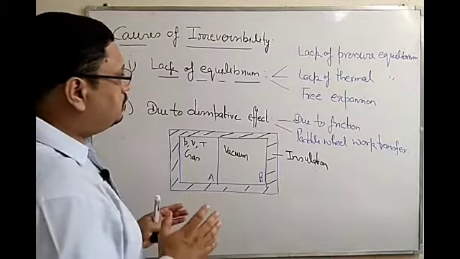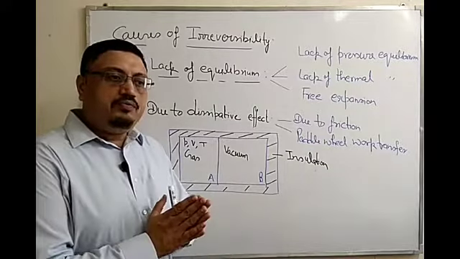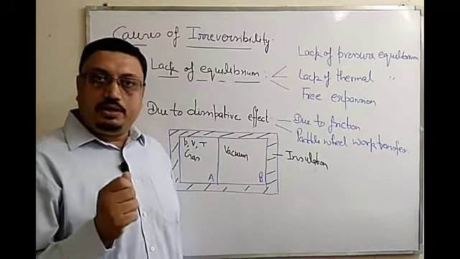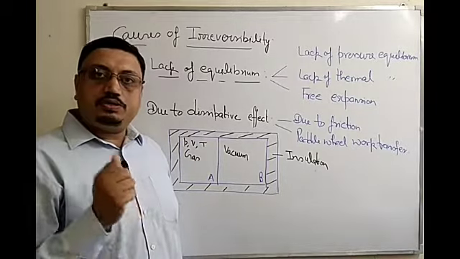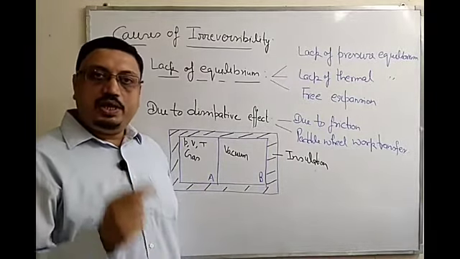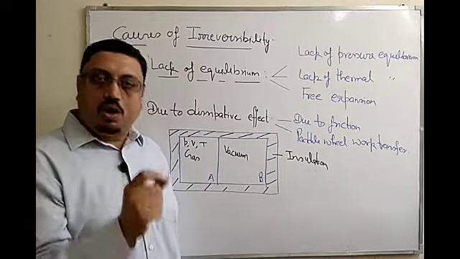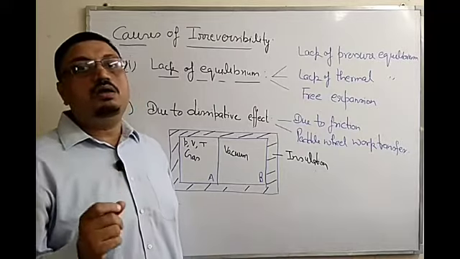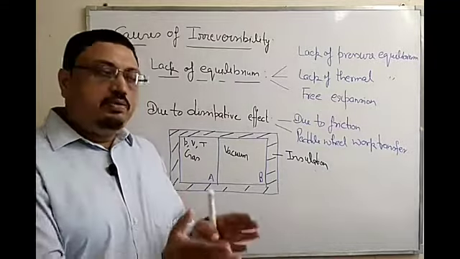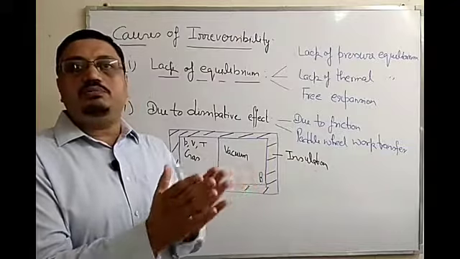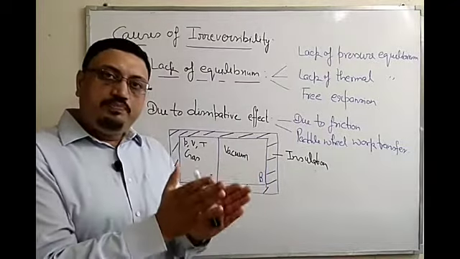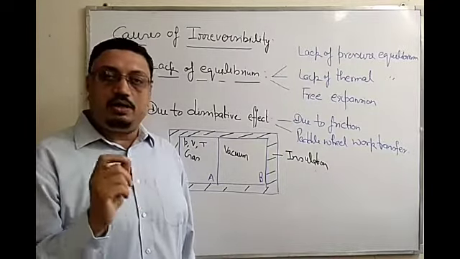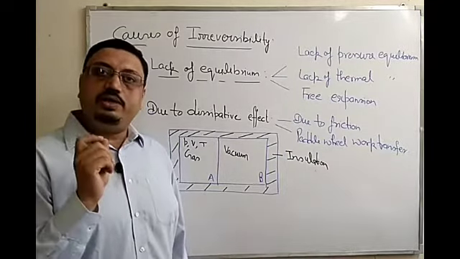So the bottom line is that if we want the process to be reversible, then we must see the gradient. What is the gradient because of which this process is taking place? If this gradient is infinitesimally small, only then will the process become reversible. The gap between reversibility and irreversibility will be very, very narrow if this pressure difference, this gradient, is very, very small.